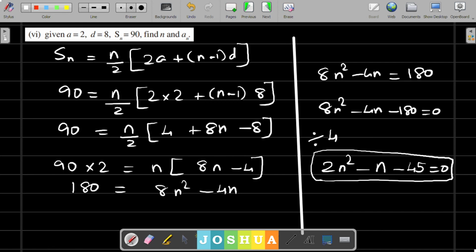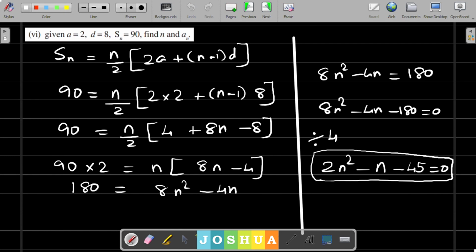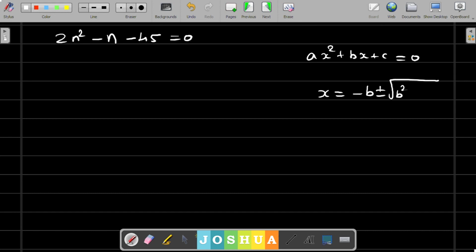Okay, so in this case I'm taking this equation to the next page. 2n square minus n minus 45 equal to 0. This is a quadratic equation. In chapter 4 you learn a concept called quadratic equation. What it says: ax square plus bx plus c equal to 0, where a is not equal to 0. And how to find the solution? There are many methods. One simple method is x is equal to minus b plus or minus square root of b square minus 4ac upon 2a. The same logic is applicable to this also.